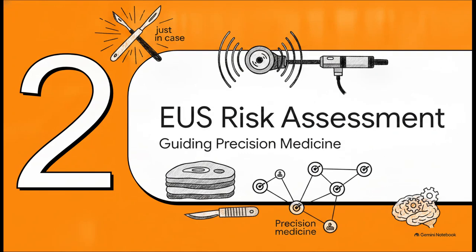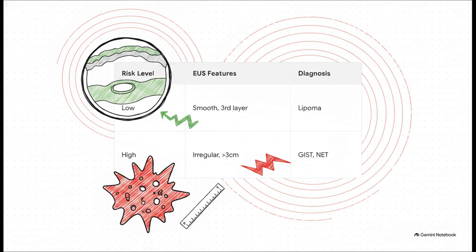Moving on to Section 2, EUS-based risk assessment. Okay, so this right here is the turning point. This is where we officially drop the old "let's just resect everything in case" mindset and step into precision medicine. Endoscopic ultrasound is the absolute cornerstone here. Looking at the EUS characteristics, you can clearly see how it delineates risk. EUS lets us peek right under that normal mucosa to figure out the exact layer of origin.